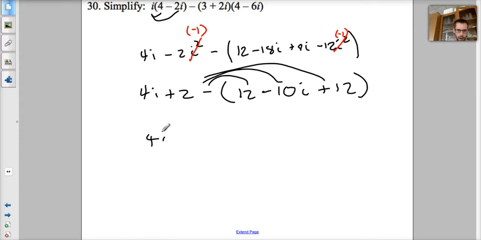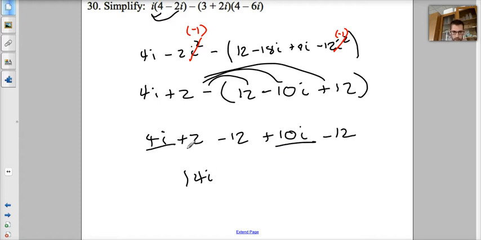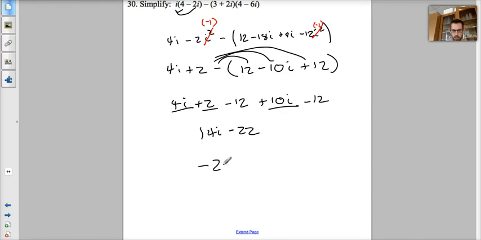And I get 4i plus 2 minus 12 plus 10i minus 12. Suppose I could have combined like terms first, doesn't really matter. Okay, 4i plus 10i is going to be a 14i. And I've got a 2, a negative 12, and a negative 12, so that would be negative 10 minus 2 is minus 22. So I will get negative 22 plus 14i.